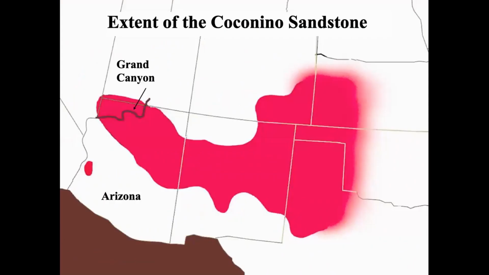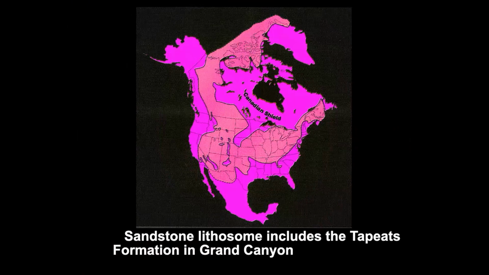And in fact, you can see this map here in the Grand Canyon covers 200,000 square miles, including the Grand Canyon, and it extends all the way out there. This shows you the extent of this layer, and it's found around the world. The sandstone lithosome includes Tapeats formation in the Grand Canyon. So that means that this layer of rock was deposited first, and then it was cut through by some force after the flood in the Grand Canyon.